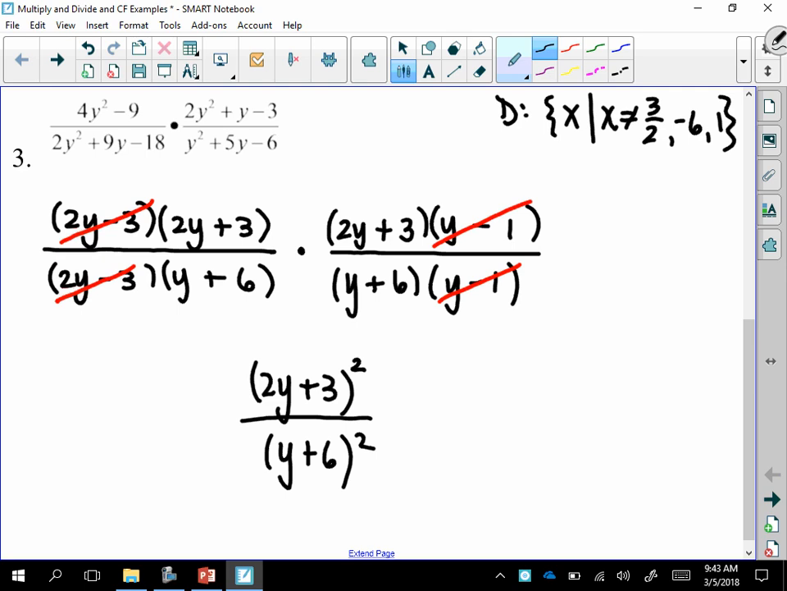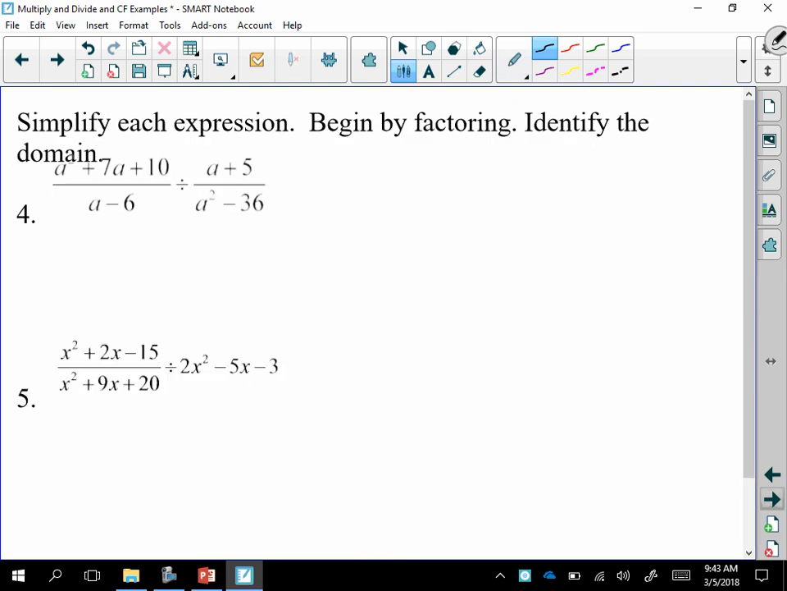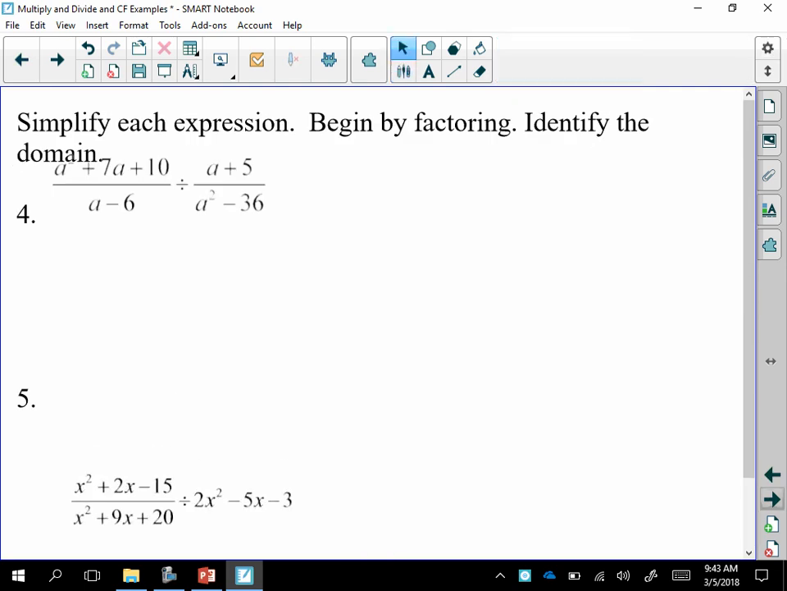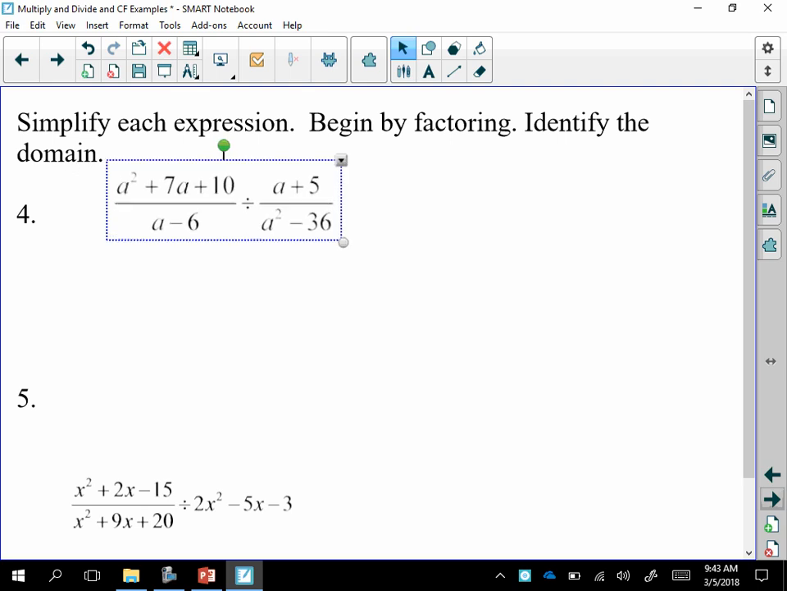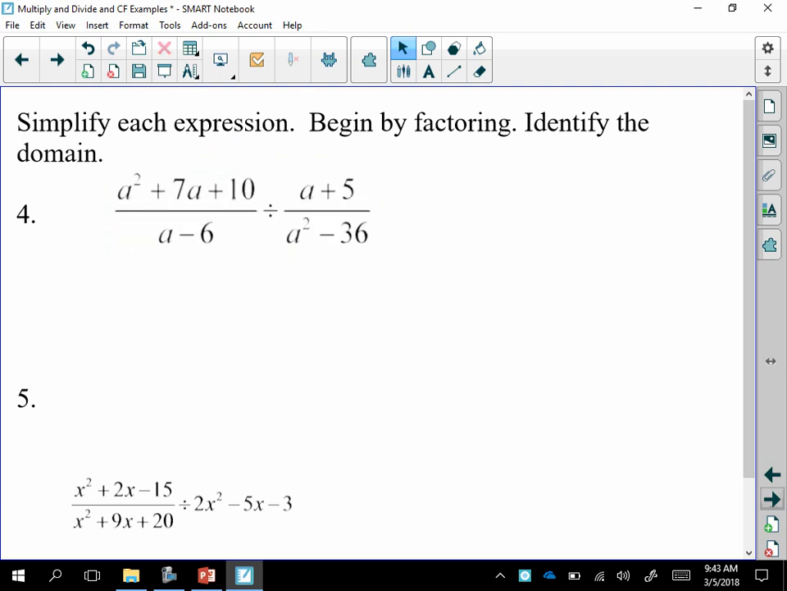And dividing, if we can multiply, dividing is really easy because all we're going to do is to remember that we're going to multiply by the reciprocal of the second fraction. So let's say here we'll do this one.